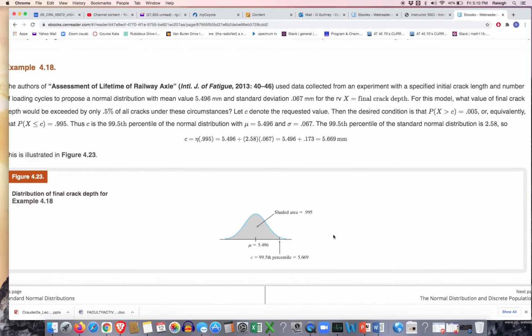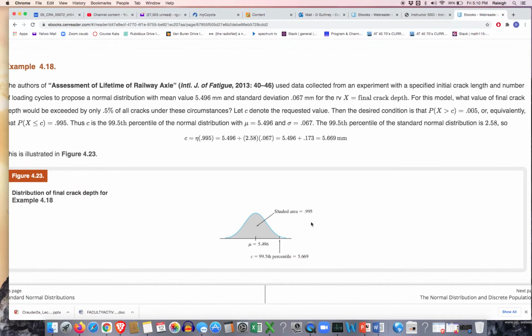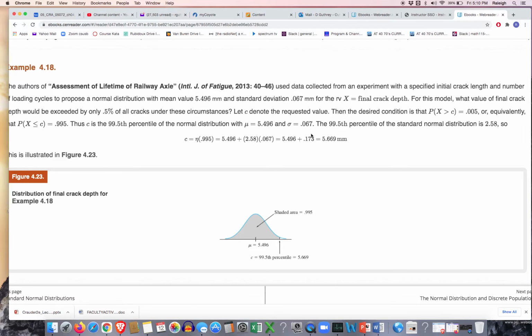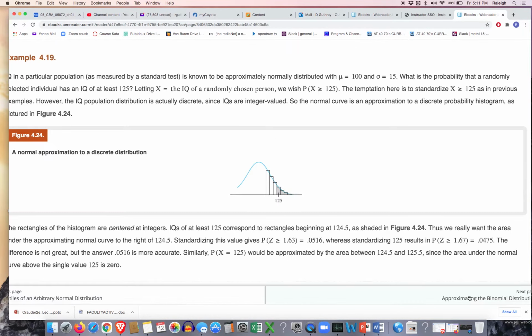So here's the distribution of the final crack depth. Here's the mean. Here we have 99.5% behind us and only 0.5% ahead of us. And it didn't move the needle that much. Just the way it goes. The standard deviation is rather small, so it takes a lot to move it even a little bit. Okay, let's move on and see about our next topic.